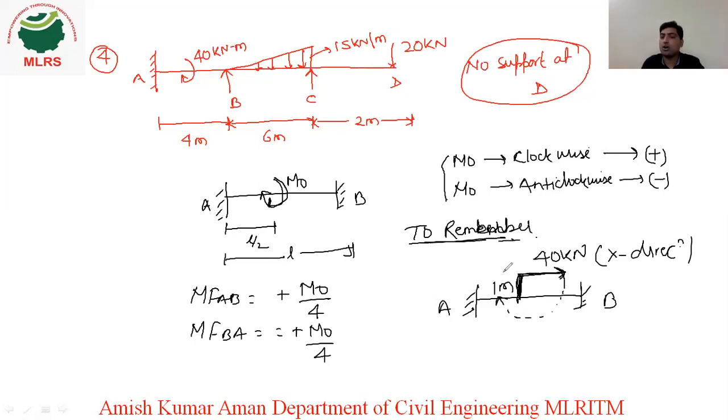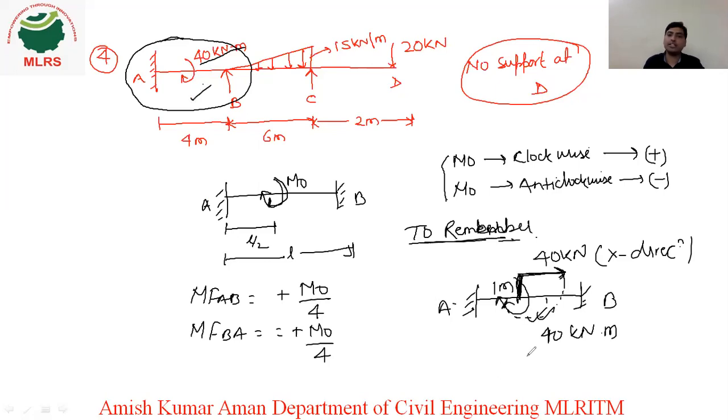The direction is clockwise. So for the portion AB, the moment is 40 kilonewton meter like this, and if it is replaced by this also, the value will be the same, only 40 kilonewton meter of a moment is acting here. They might give it in this format or in this format, so you should be aware of these two formats. In any format if they are asking, you can go for it.